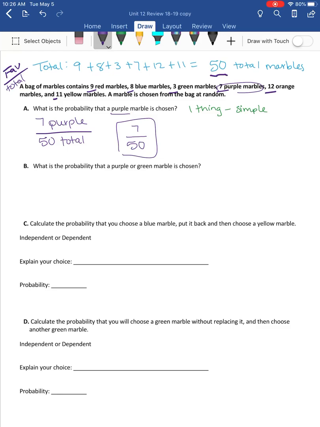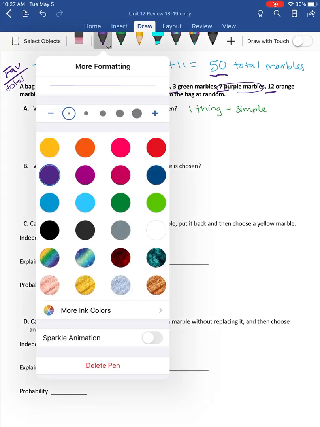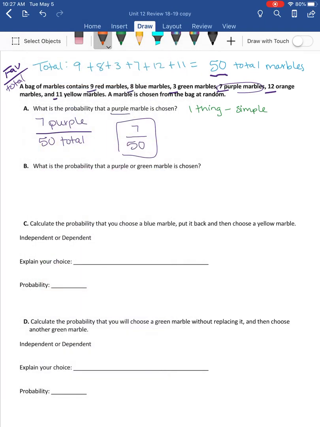That's our simple probability. Looking at letter B, what is the probability that a purple or a green marble is chosen? So we want purple or green. Well, we already know that there are 7 purple. How many green are there? 7 purple and 3 green.